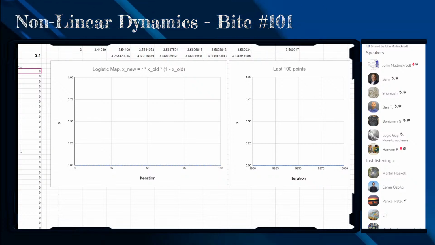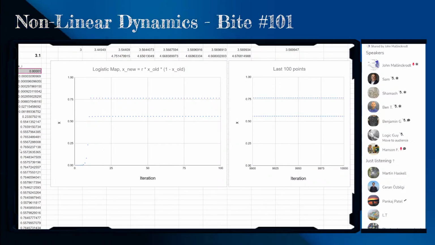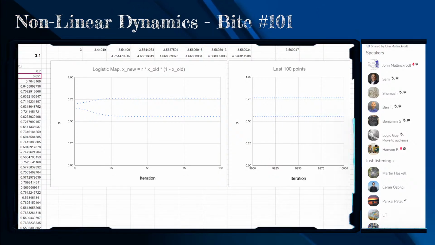So for instance, if I start at 0.0001, then it very quickly goes back to this oscillation, no matter what my starting point is. 0.9, 0.4, 0.2, 0.7. It always quickly approaches those same two numbers that it oscillates back and forth between. Okay, fun with math, right?